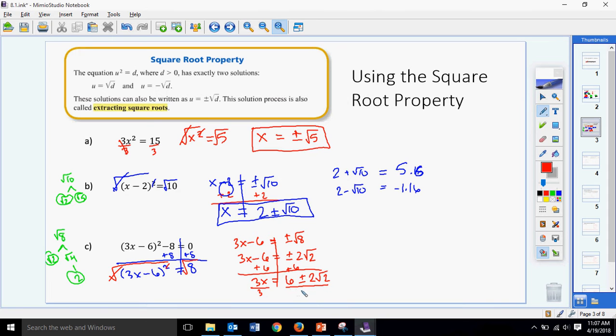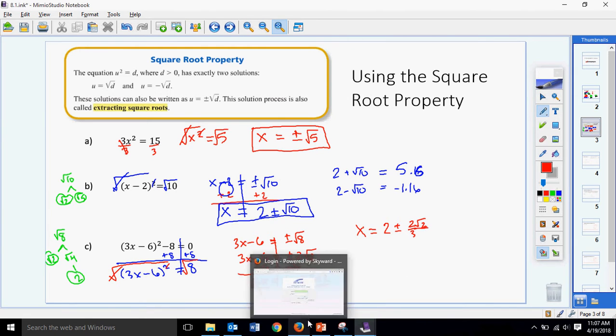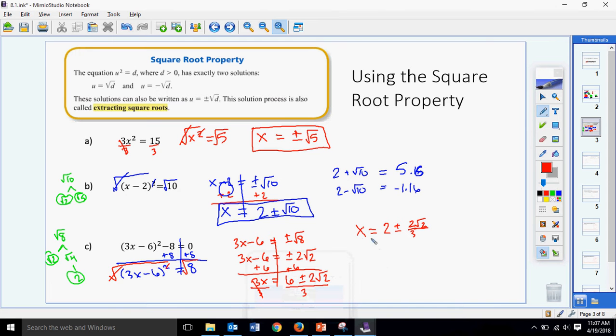That means I need to divide everything over here by 3. So x is alone. 6 divided by 3 is 2. I have my plus or minus sign. Then I have 2 over 3, which is 2/3. And then I have a square root of 2 multiplied by that. So this is my final answer.